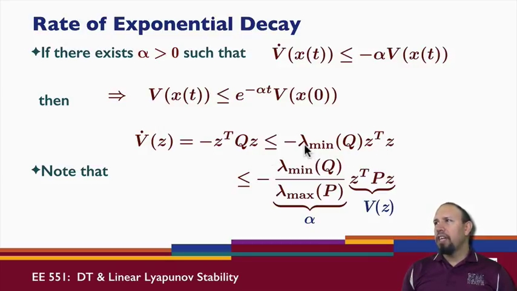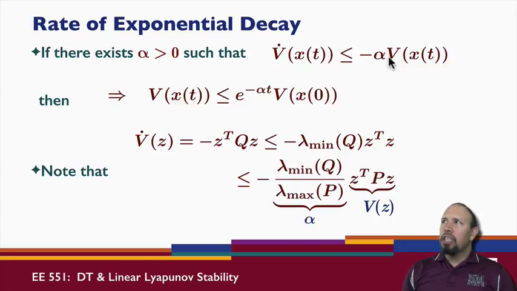Here I say lambda min, which is also the smallest singular value. The singular values are the eigenvalues for a positive definite matrix. Because Q and P are related by the Lyapunov function, I can go through and show that this quantity here is less than this quantity here, which is associated with the largest singular value of P. These inequalities are true for any P and any Q.